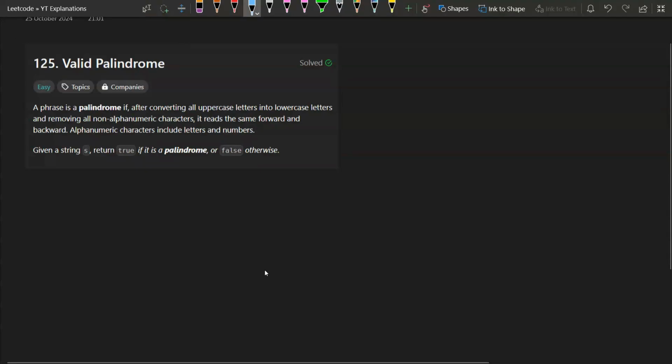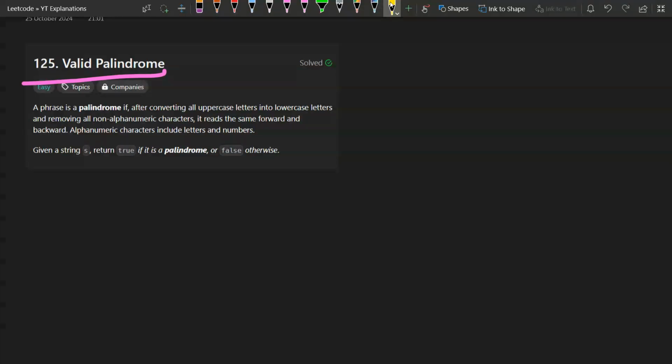Hi everyone. In this video, let's solve LeetCode number 125, Valid Palindrome. This is a really easy problem, but it gives a good introduction to a technique called two pointers.